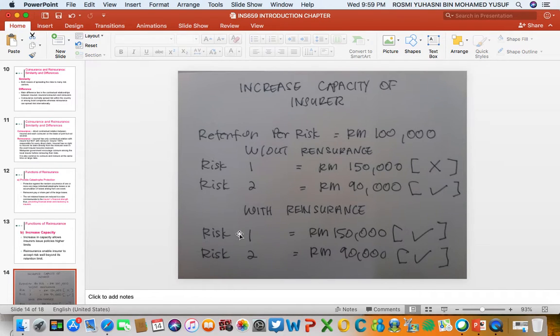With reinsurance, if the risk has a sum insured of 150,000, even though with a retention of 100,000, they can still accept risk number 1 because the balance of 50,000 is transferred to the reinsurer. And also for risk number 2, 90,000 is obviously lower than the retention level, so they can accept risk number 2. So with reinsurance, they can accept both risk number one and risk number two. So this is what is meant by increasing capacity of the insurer with the help of the reinsurer.